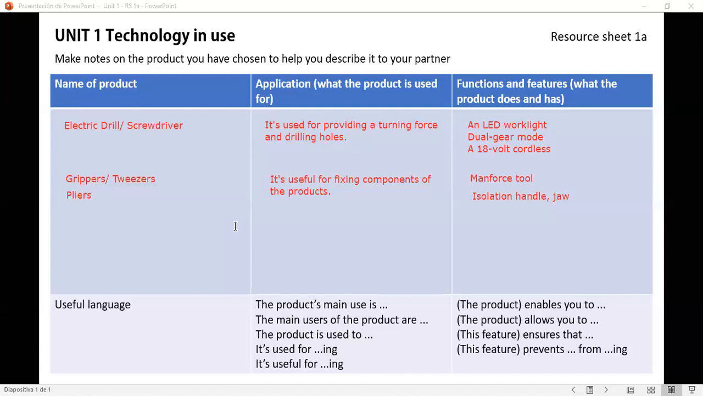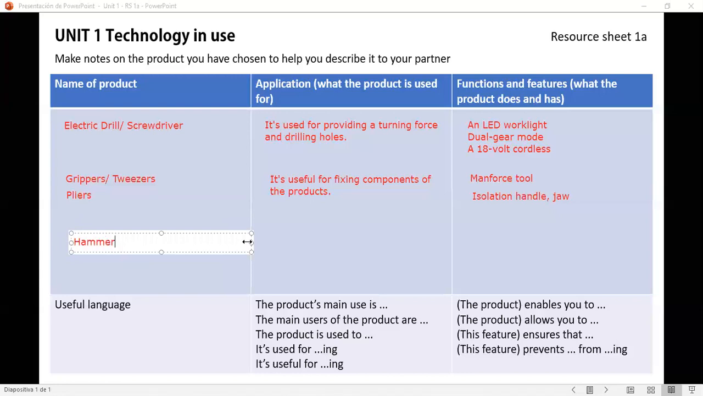But in this case, if you want, we can talk about another tool or hand tool. I don't know, hammer. For me, hammer is very easy. Okay, I think it's a basic product nowadays, a hammer.